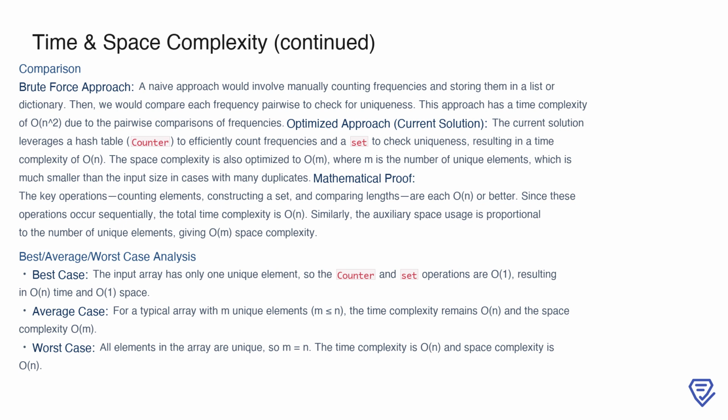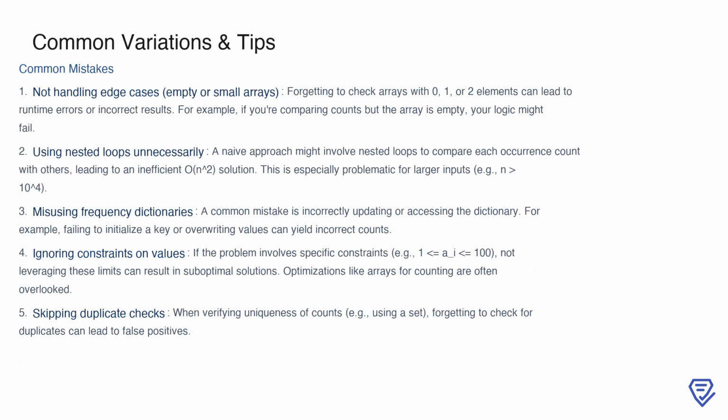In the average case, with m unique elements, the time remains O(n) and space O(m). In the worst case, where all elements are unique, m equals n, resulting in O(n) time and O(n) space. When solving this problem, there are some common mistakes that can trip you up if you're not careful.